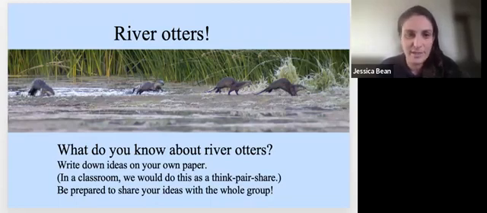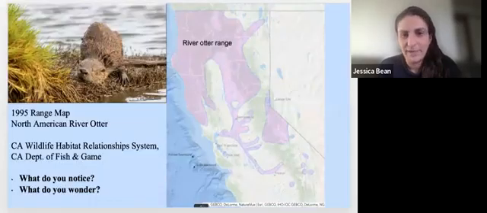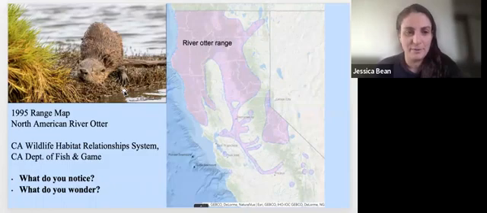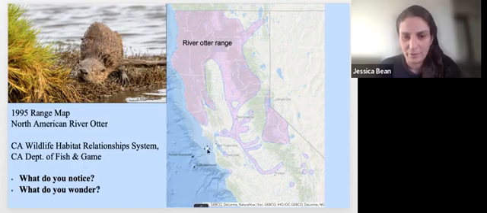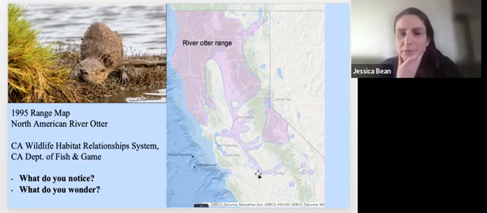Great. So I want to tell you a little story about river otters in the San Francisco Bay Area. In 1995, this was a map that was published by the California Department of Fish and Game, now Fish and Wildlife. A lot of the schools that I work with are right in this area. The pink represents where river otters are found. What do you notice and what do you wonder about this map?